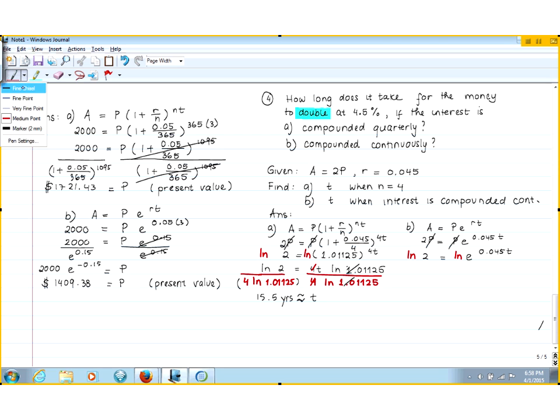The t is on top, so we will bring it down. ln and ln. So ln 2 is equal to 0.045t times ln e. We know that ln e is equal to 1. So we divide both sides by 0.045. So t is ln 2 divided by 0.045, which is approximately 15.4 years. So if the interest is compounded quarterly, it takes a little bit longer, 15.5 years. But if the interest is compounded continuously, it takes a little bit shorter time, only 15.4 years.